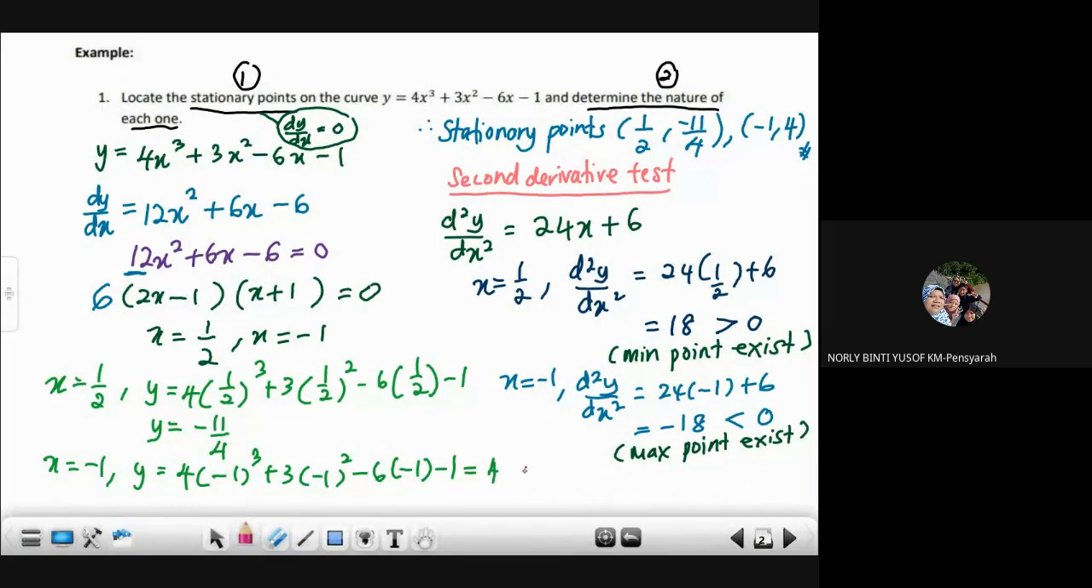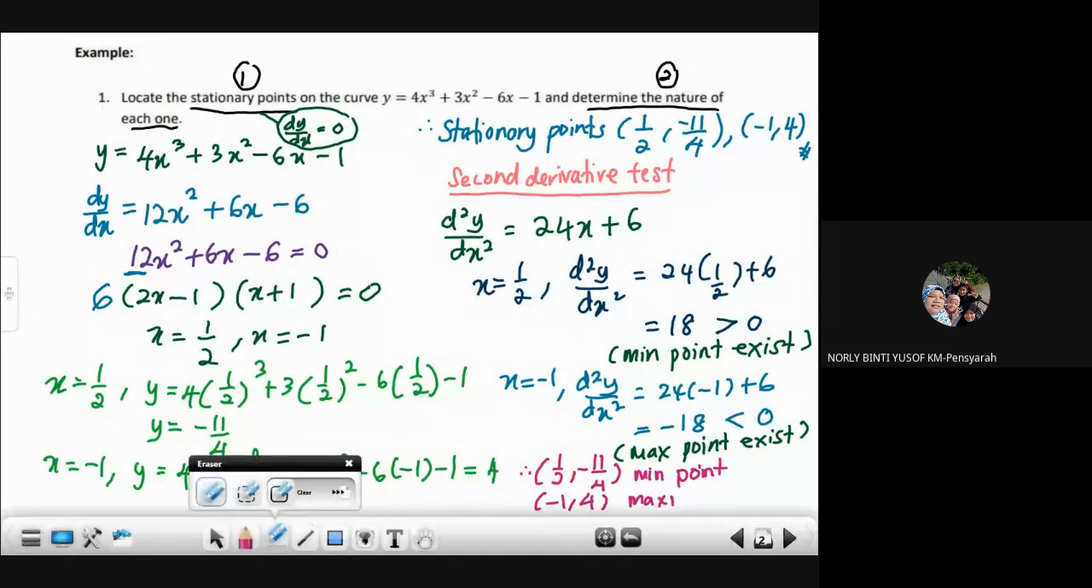So half, negative 11, 4 is your minimum point. Okay, and then negative 1, 4 is your max point. This one I put in short form, but in the assignment we write in full: minimum point, maximum point. That's okay, you can short form here, but in the assignment write in full. Okay, max point.